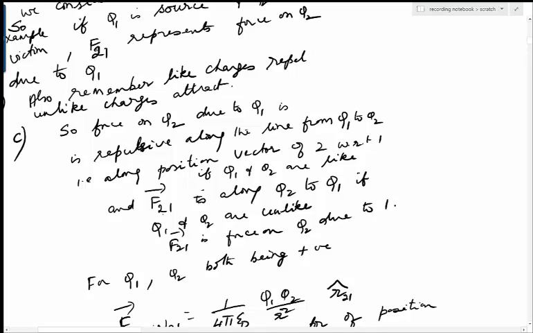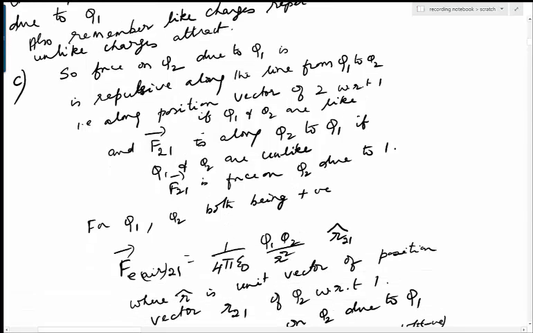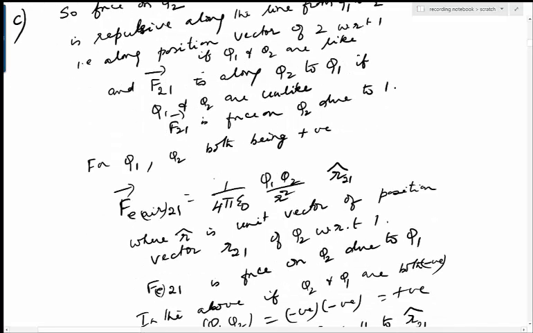So, if both are like, it will be radially outward along Q1 to Q2, and along Q2 to Q1, towards Q1, if both of them are unlike. If F21 is the force on Q2 due to 1, for Q1 and Q2 both being positive, F_e21 in air, the force on 2 due to 1, will be 1 by 4 pi epsilon naught into Q1 Q2 by R squared into R cap, the unit vector of 2 with respect to 1.